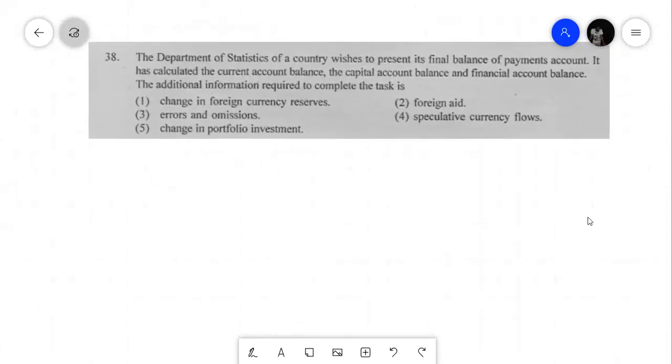The Department of Statistics of a country wishes to present its final balance of payments account. It has calculated the current account, the capital account, and the financial account. The additional information required to complete the task is, what do you all think? Change in foreign currency reserve, foreign aid, errors and omissions, speculative currency flows, change in portfolio investment. How do you get your overall balance or your final balance?